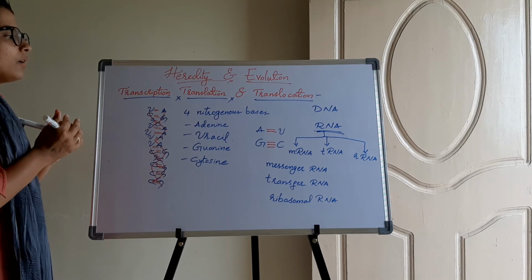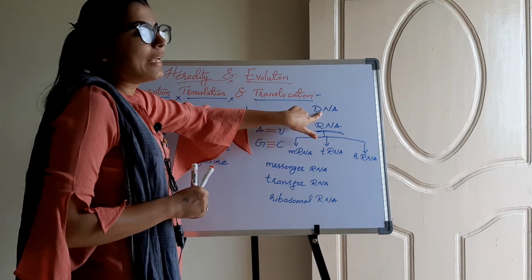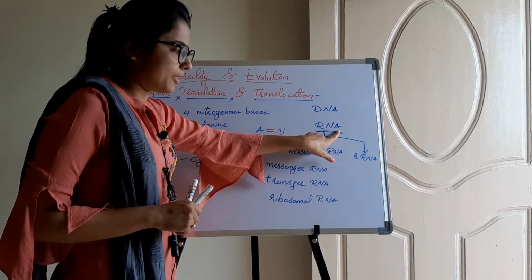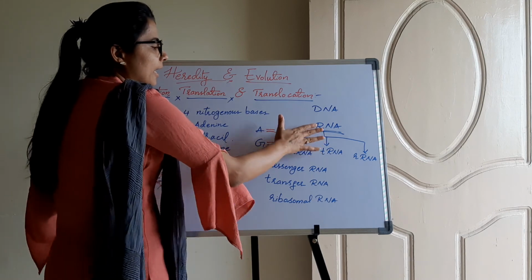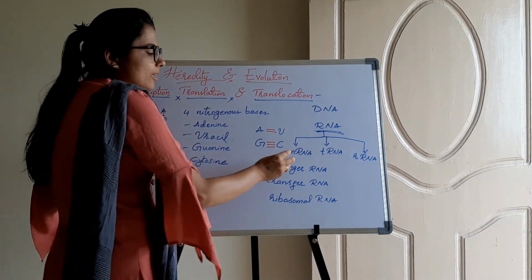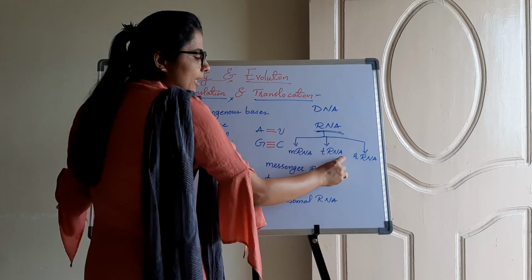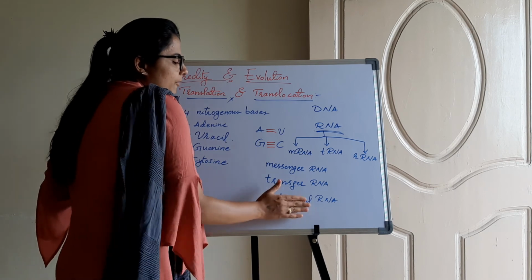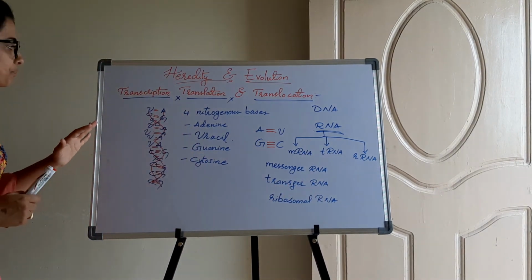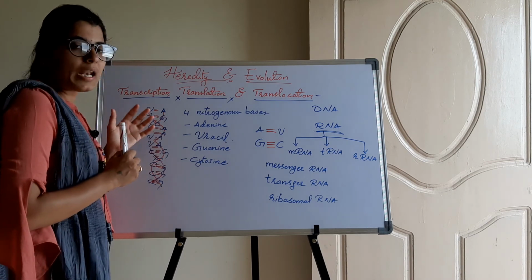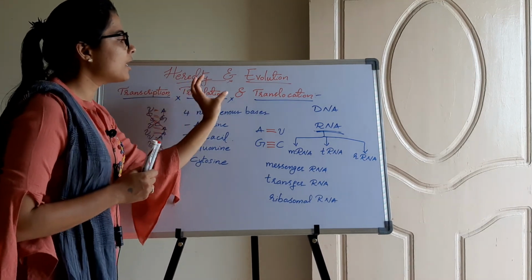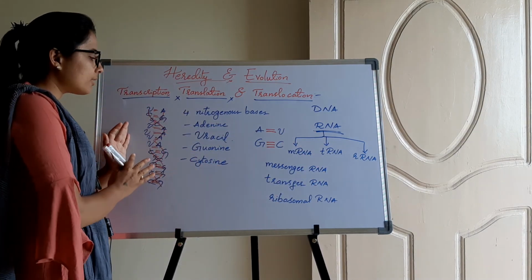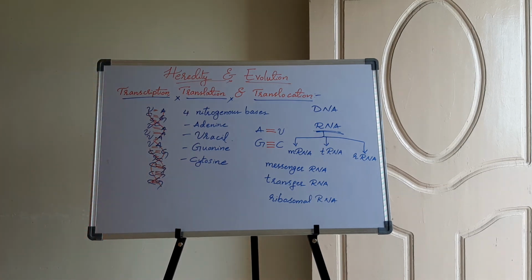Now, the full form of DNA is deoxyribonucleic acid. The full form of RNA is ribonucleic acid. And now, this RNA, as per your 10th textbook, is of 3 types: mRNA, tRNA, rRNA. M for messenger RNA, T for transfer RNA, R for ribosomal RNA. This is the basic introduction you should know about DNA and RNA when I am explaining transcription, translation and translocation.